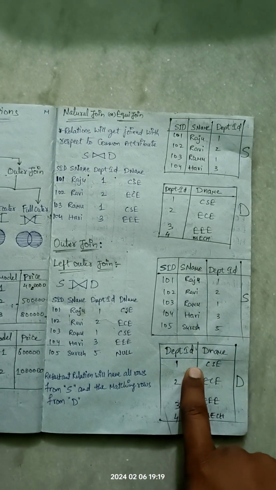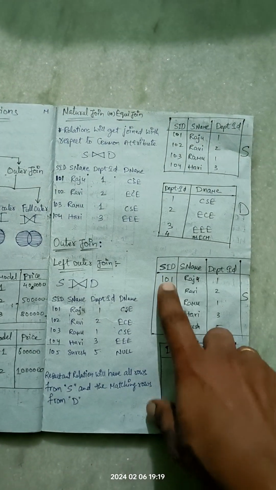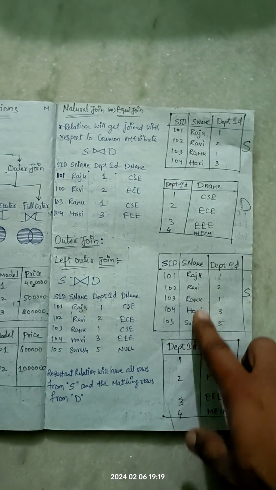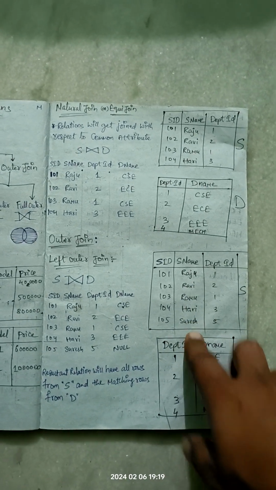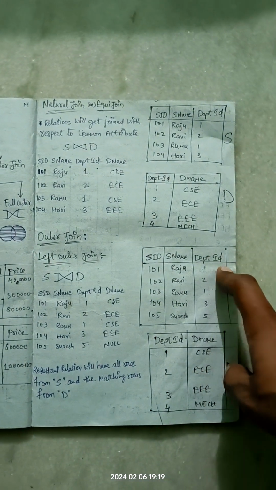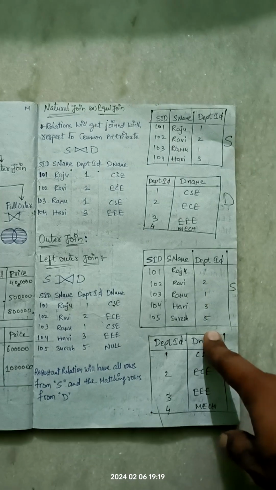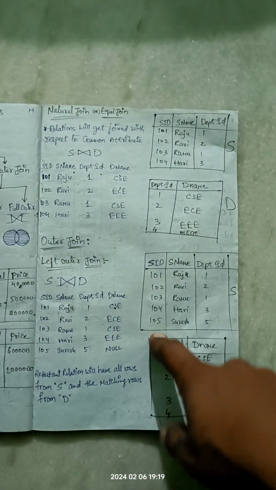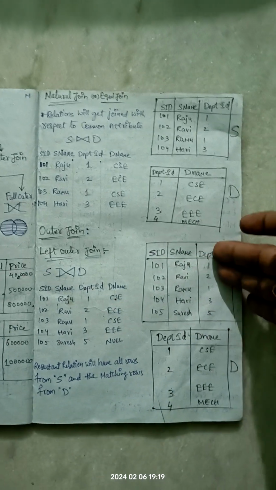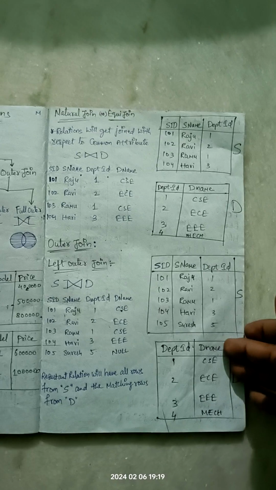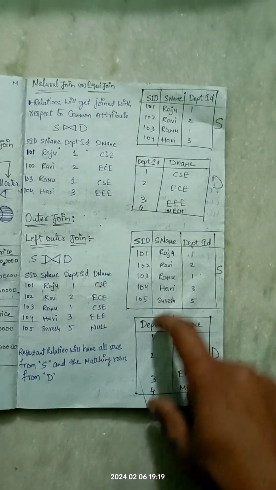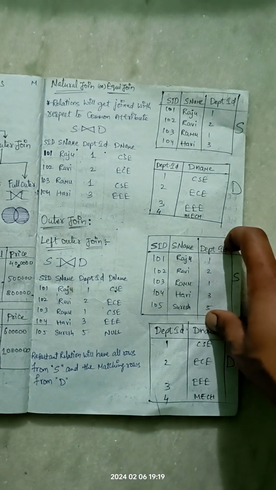Let us take student ID as 101 to 105 and student names Raju, Ravi, Ramu, Hari, Suresh, some random names. Suppose department IDs are, for example, 1, 2, 1, 3, 5. And the second table has department ID, which will be the same in both the tables.